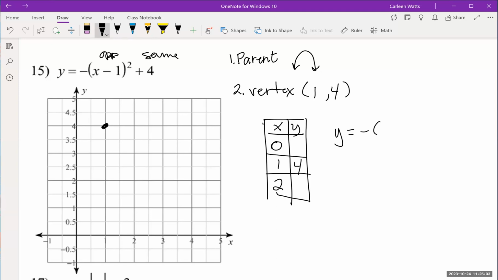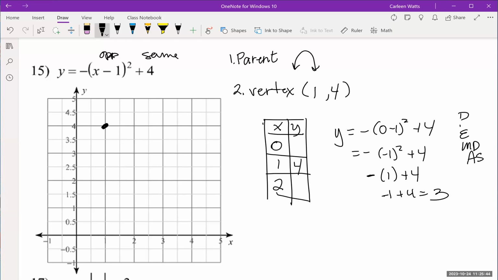Y equals negative 0 minus 1 squared plus 4. Okay, let's talk about simplifying expressions. Parentheses, exponents, multiply, divide, add, subtract. So first I'm going to do the parentheses. And next I'm going to do the exponent. So that guy right there, negative 1 times negative 1 is 1. So that's negative 1 plus 4 equals 3.